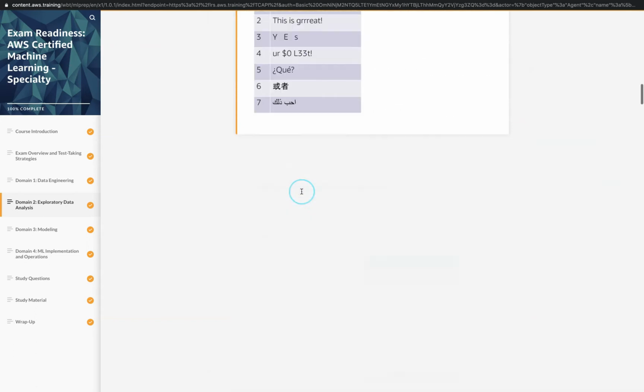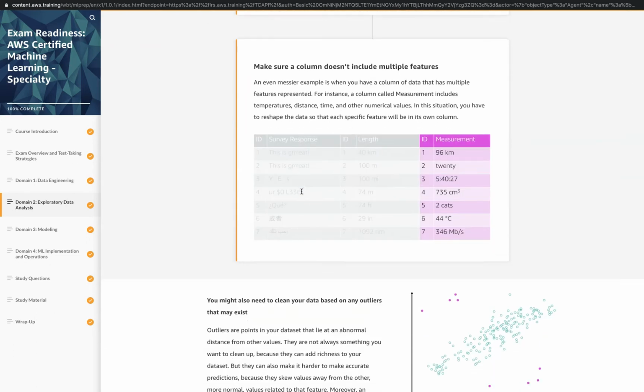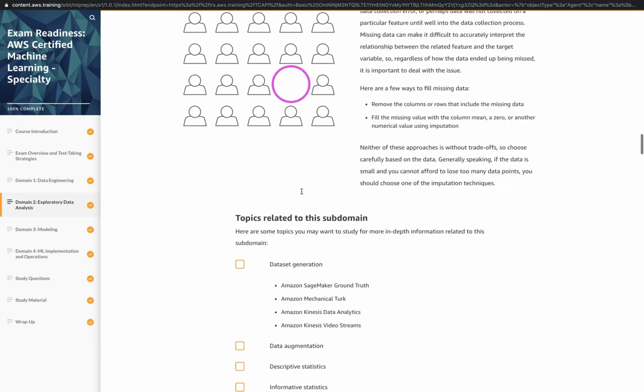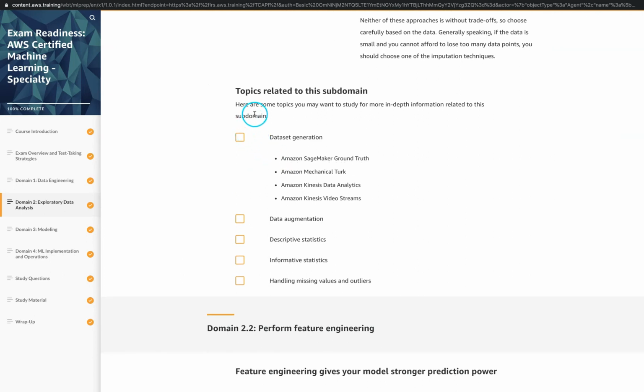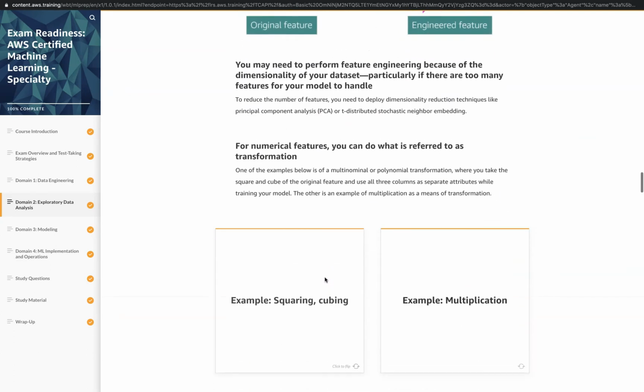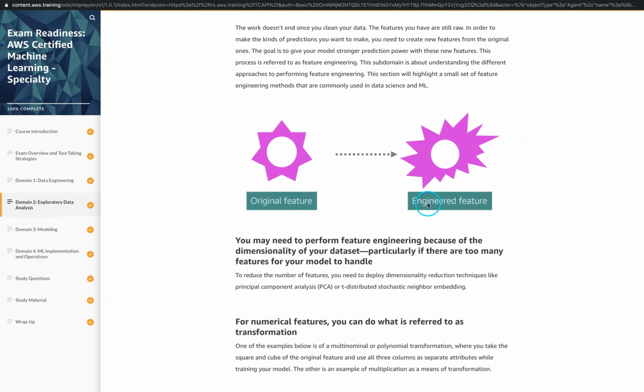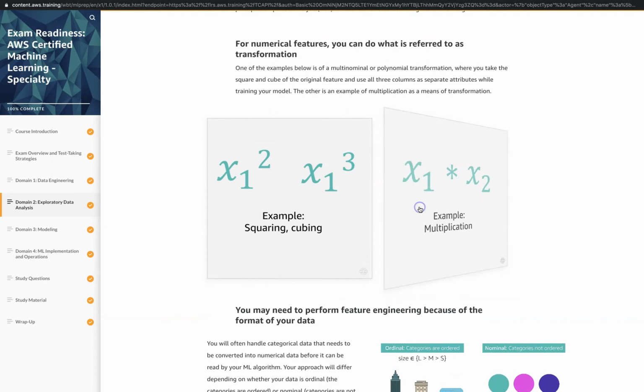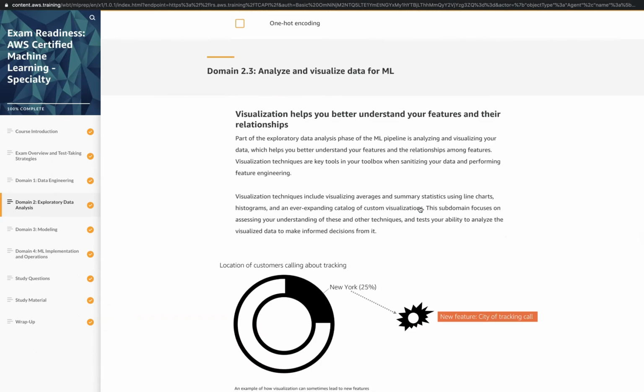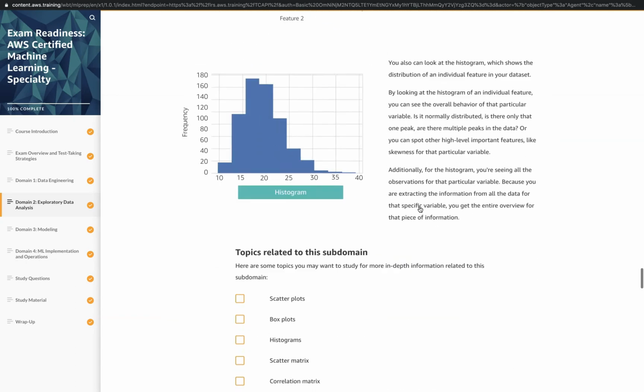It's about sanitizing your data, scaling, imputing missing data, and different scenarios. It's a very good approach in this readiness that you can find a list of related topics to study more: dataset generation, for example, data augmentation, descriptive statistics, inferential statistics, handling missing values and outliers. And what is the difference between an original feature and an engineered feature, with some examples. It's very easy reading this kind of material in this readiness.